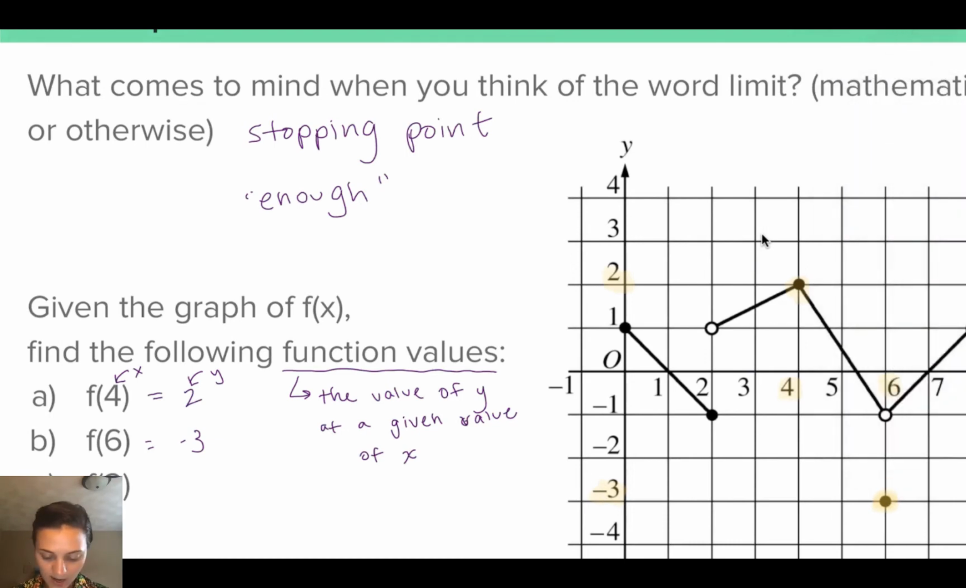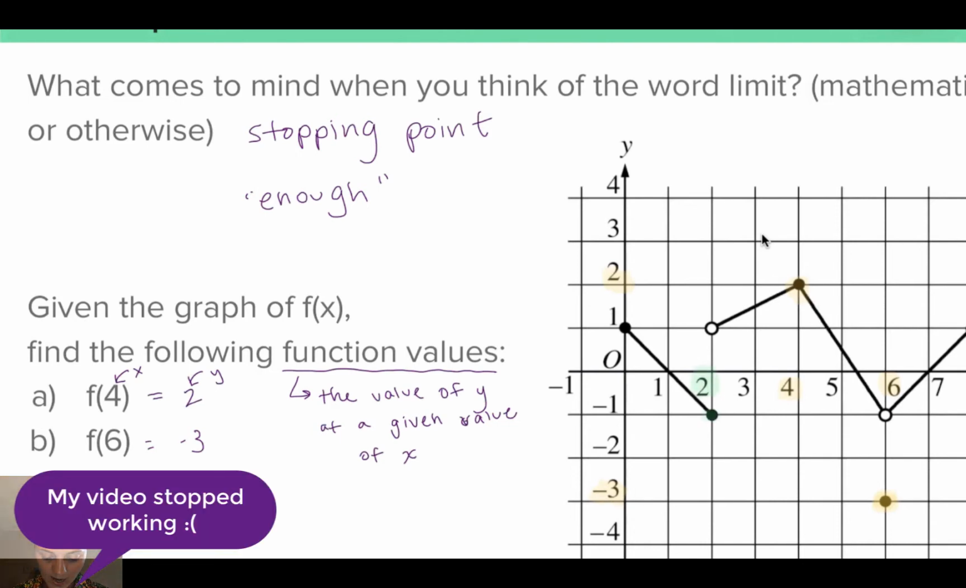And then at x equals 2, again, there's kind of a little trick. I don't know whether to go up or down. The actual function value is at the point there at -1.